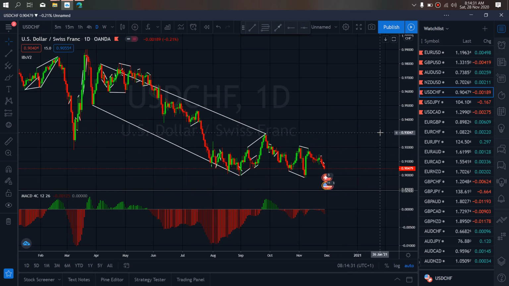On dollar Swiss for this week, I now see this structure as a flat, and I expect this drop to retest this low once again before the big buy we are looking out for will come through on dollar Swiss. They have to retest the low once again to complete this flat structure.